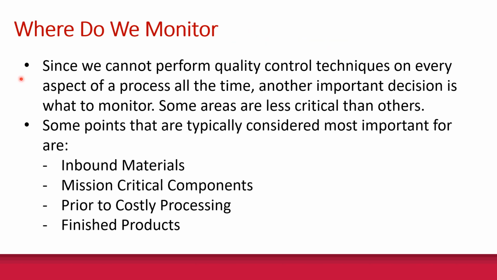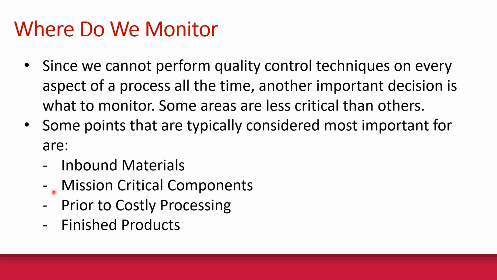Since we cannot perform quality control techniques on every aspect of a process all the time, another important decision is what to monitor. Some areas are less critical than others. Some points that are typically considered most important are the following. Inbound materials. These are typically materials coming into the process that are used as raw materials. This would be a good chance to check those out and make sure that these products are up to standards. Because if you start manufacturing a product with inferior materials, you're going to have problems down the road.